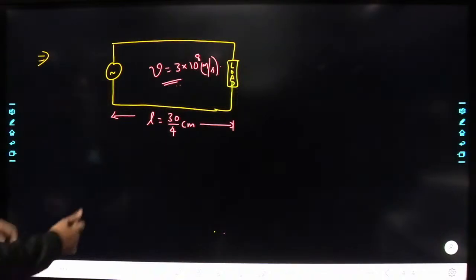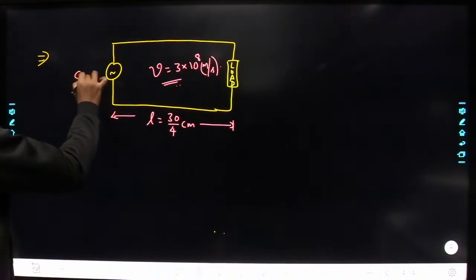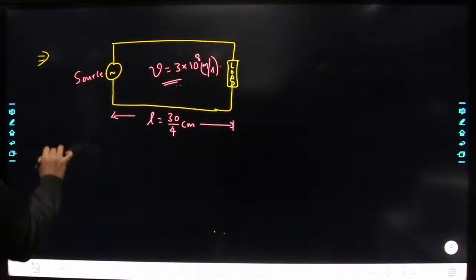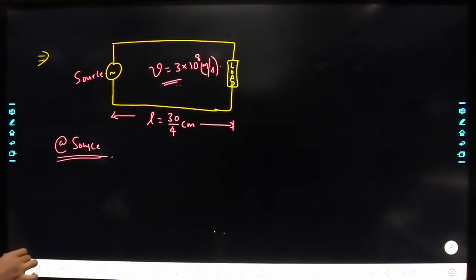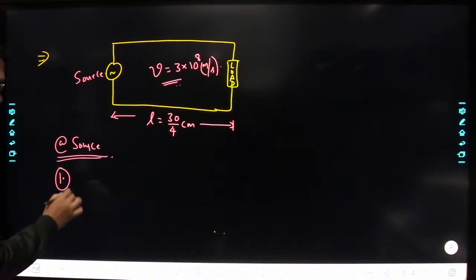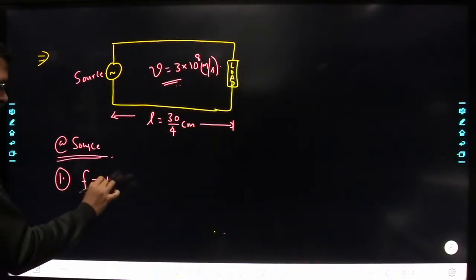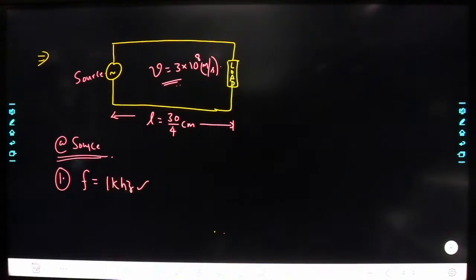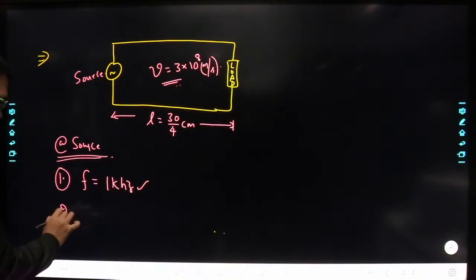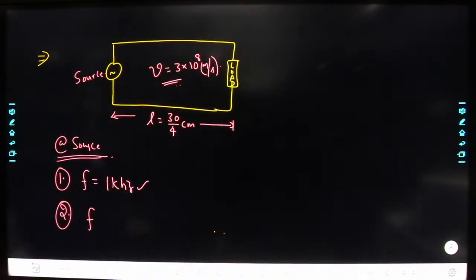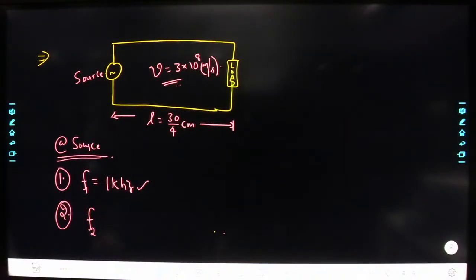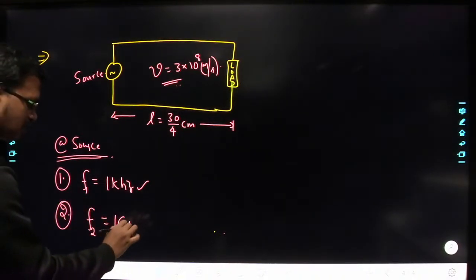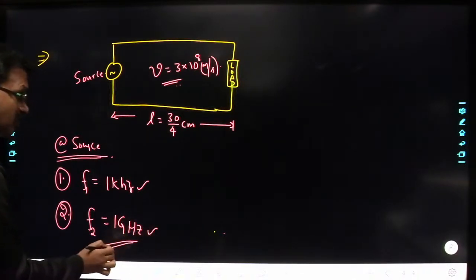Here this is the source. At the source, let us assume you are applying a signal. In the first case, the signal has frequency f1 equal to 1 kilohertz, and in the second case you are applying a frequency f2. Its value is equal to 1 gigahertz.